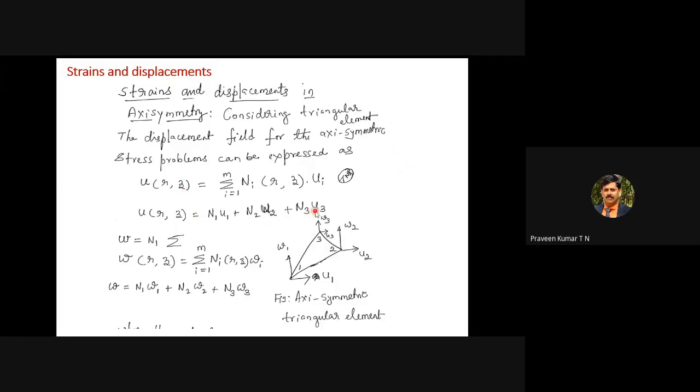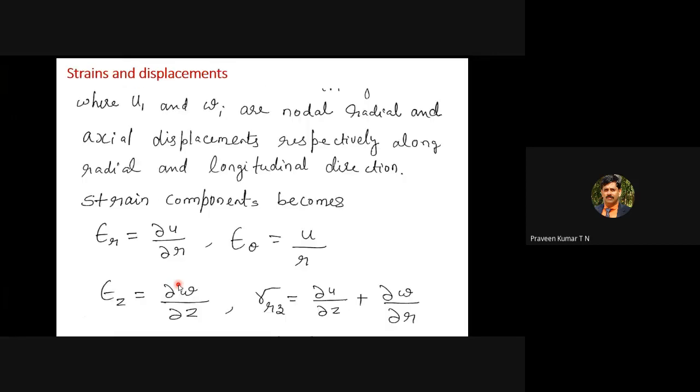So U, we have the formula. W, you have the formula. It is the same formula you use for the triangular element, where you refer to N1 U1 plus N2 U2 plus N3 U3, and V is equal to N1 V1 plus N2 V2 plus N3 V3. But here the V is replaced by W.